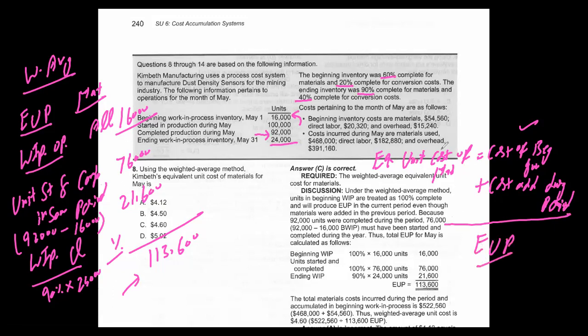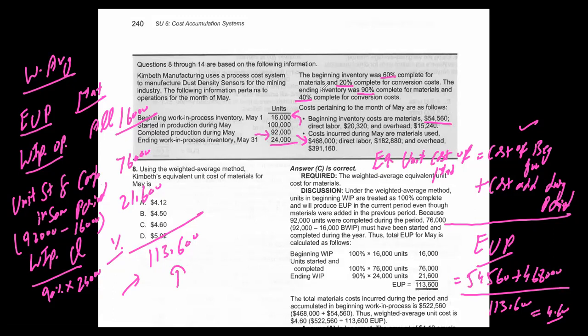Students, we will go to the information one more time. Cost of beginning inventory here we have for the materials 54,560, plus added during the period. Here is the cost incurred for materials during the period, 468,000. This one we will divide by equivalent units of production. So like that, we will have the answer 4.60. So this is the method to calculate equivalent unit cost of materials.